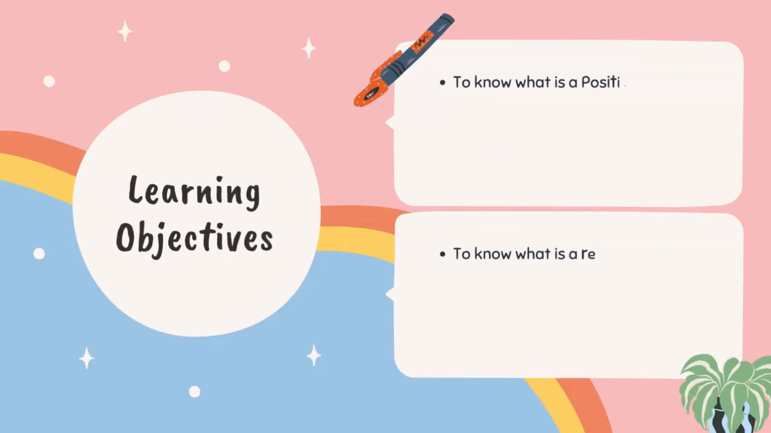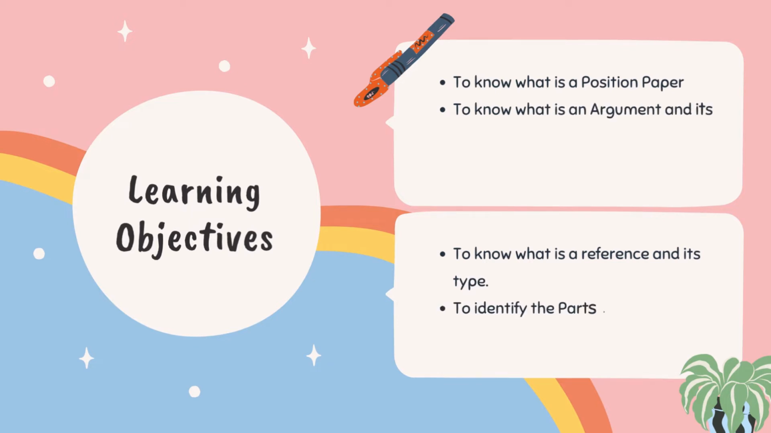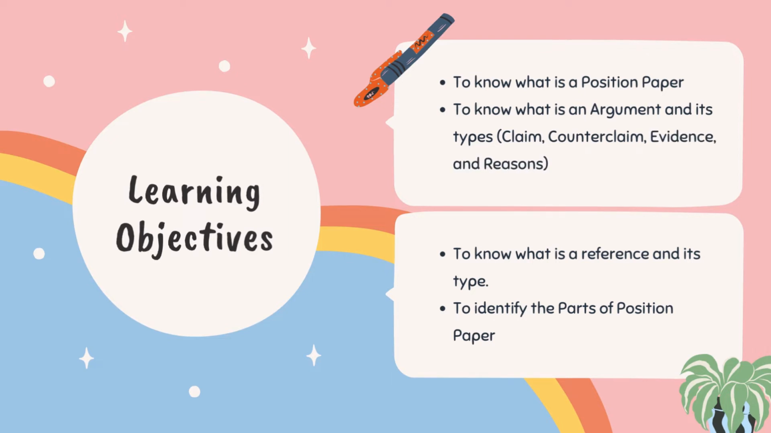You will learn in this video the following: 1. To know what is a position paper. 2. To know what is an argument and its types. 3. To know what is a reference and its types. 4. To identify the parts of a position paper. Now, class, are you ready? Let's begin.